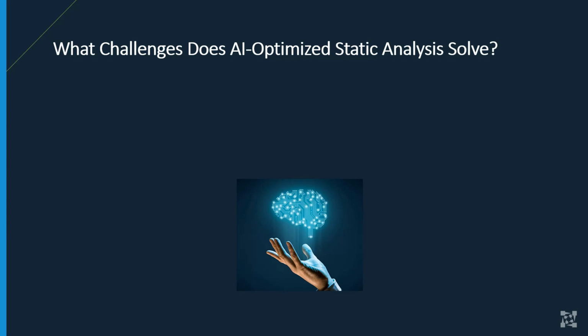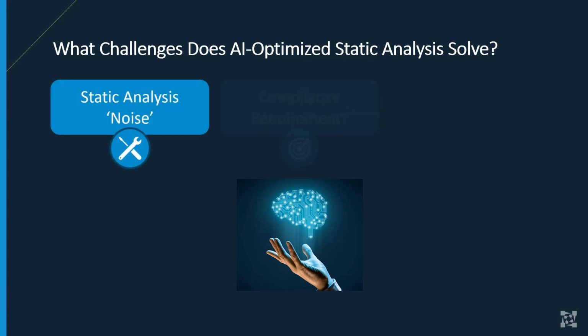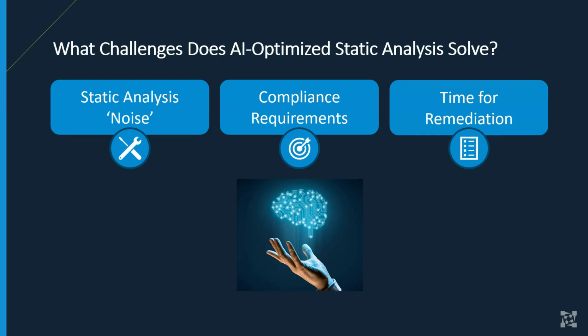So, we're going to take a moment to explore some of these challenges and how AI can address them. Static analysis noise. Many organizations will start running static analysis at different stages. And in some cases, when the code base is large and complex, the results from running static analysis scans can be overwhelming. When a development team gets thousands of static analysis findings, it can be difficult to filter out what violations are crucial to fix and what violations are more just noise.